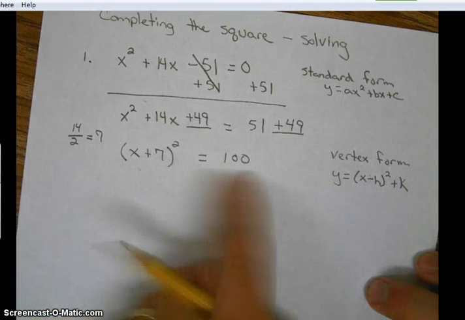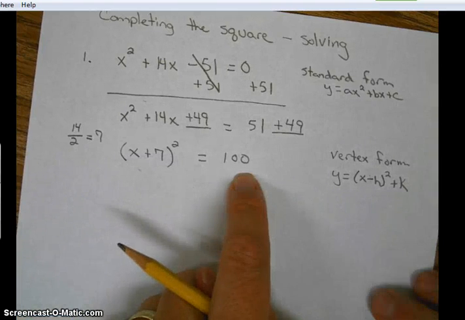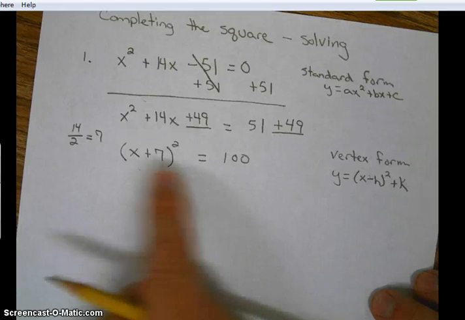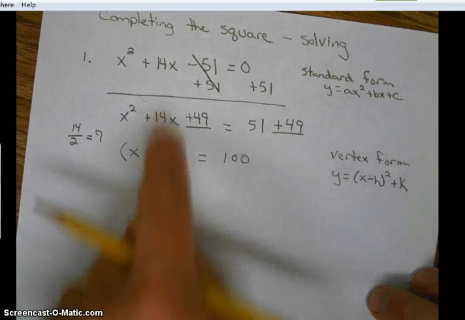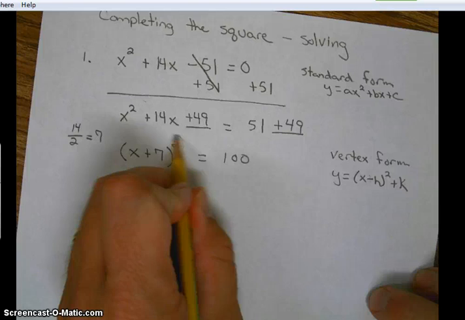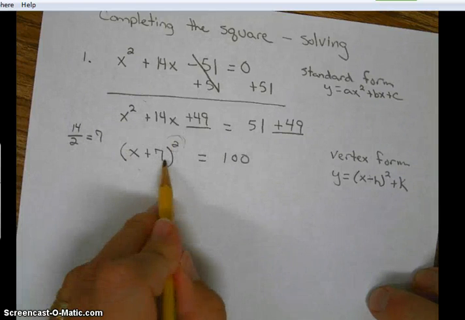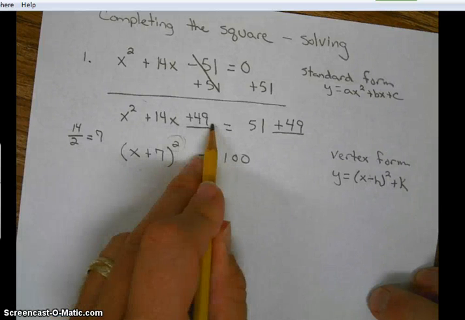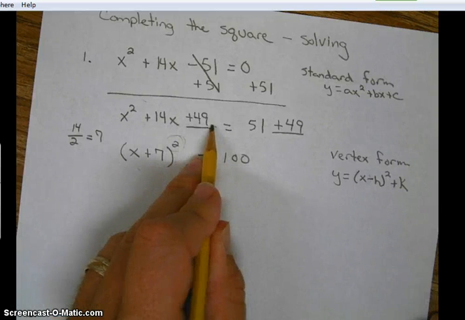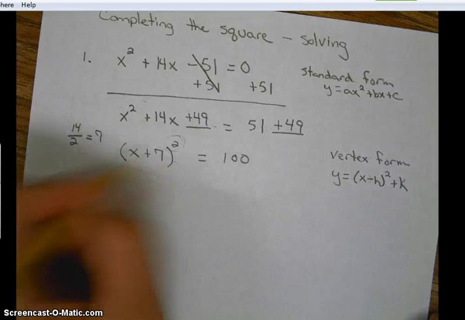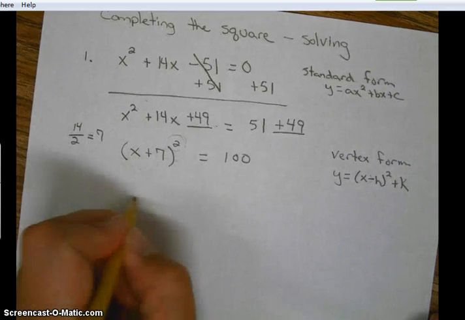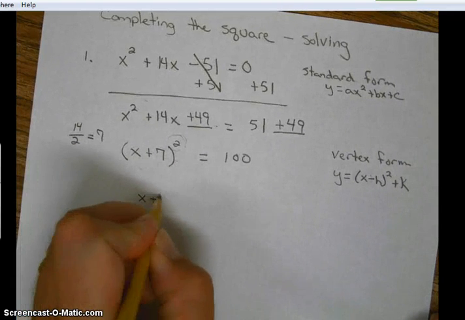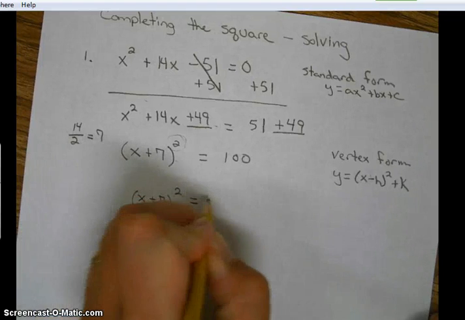Now, we're going to solve this equation just like we did on Monday. We're going to solve for x. We have completed the square. See the square? That means that this times this is this. We made a perfect square. Okay, so let's solve this. So we're going to have x plus 7 squared equals 100.